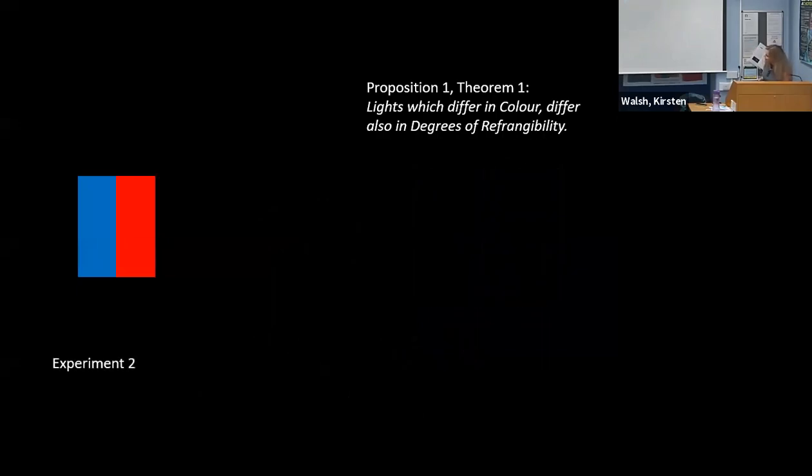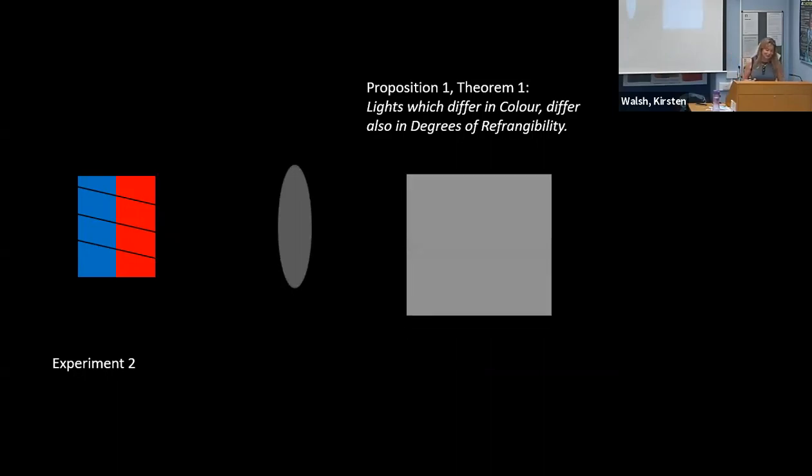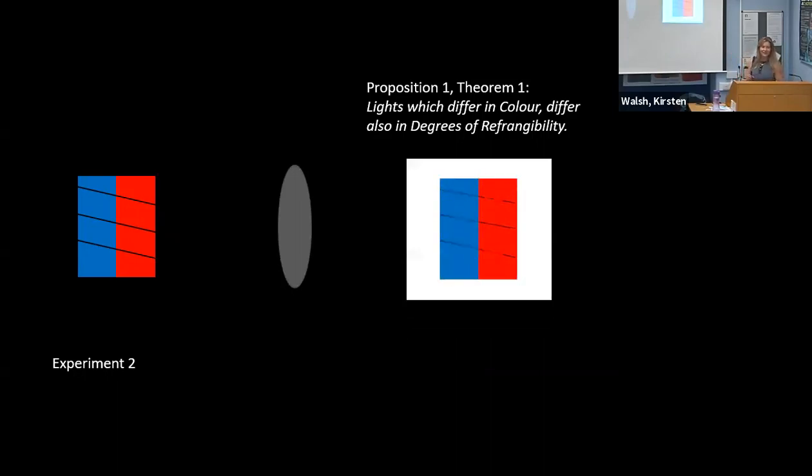Okay, so the second experiment, Newton takes the same piece of card and he wraps some skinny black thread around it. He then takes a glass lens and uses that lens to project that red card onto a white screen. He writes that he uses a candle to create an additional light source, because he needs to brighten up the card a little bit to get it to project onto the screen.